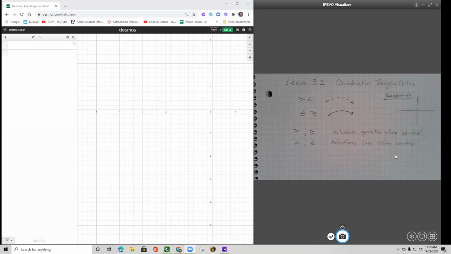Here's the shortest possible explanation for quadratic inequalities. Unit 3, Lesson 2.